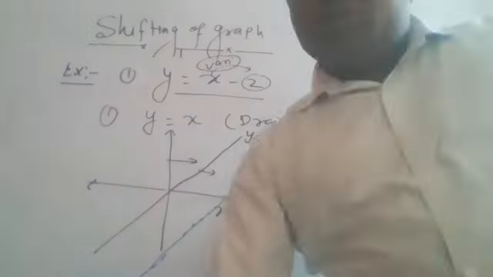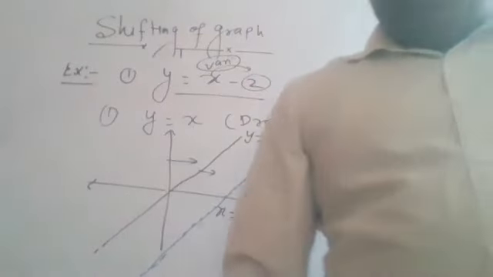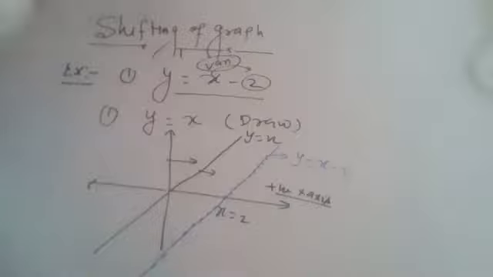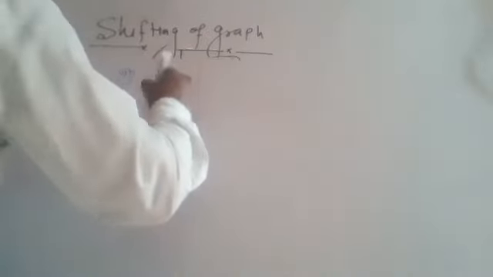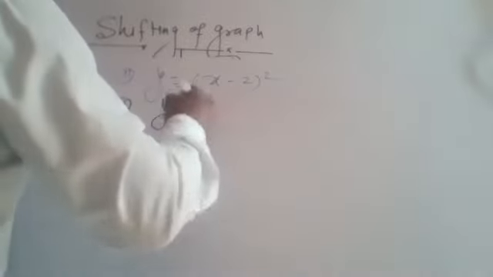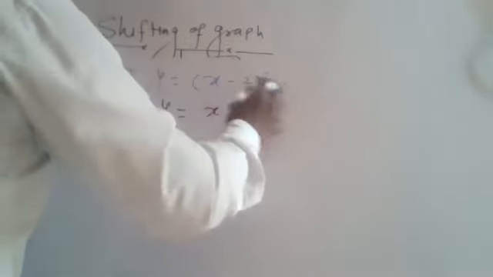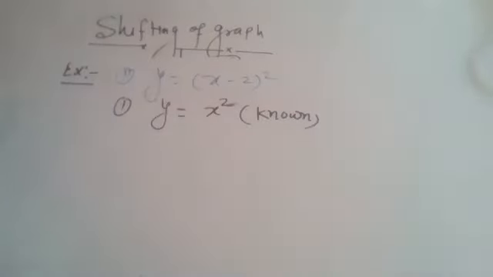Now, let's do one more graph. I'm going to draw it, and you should also try to draw the graph. Just write down the second example: the graph of y equals x minus 2 whole square. Just see, this is quadratic in x. So what will be the basic graph? The basic graph is y equals x square.